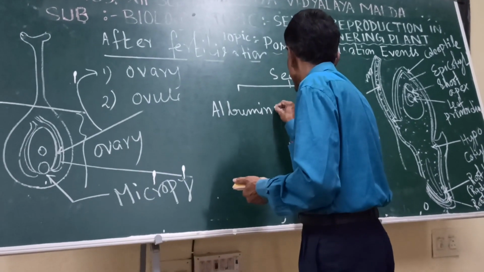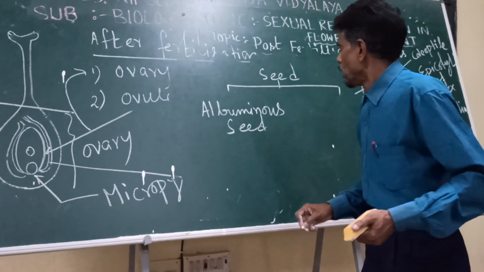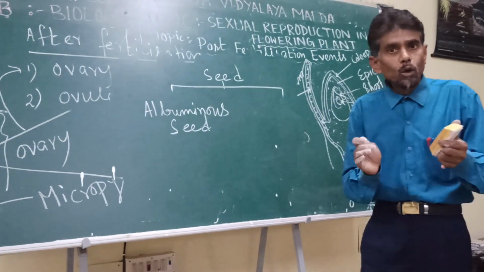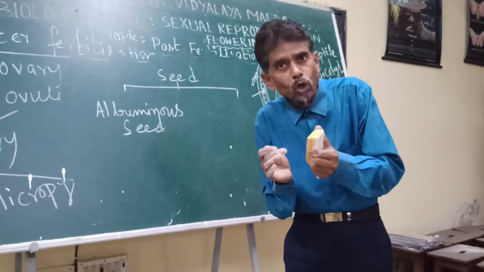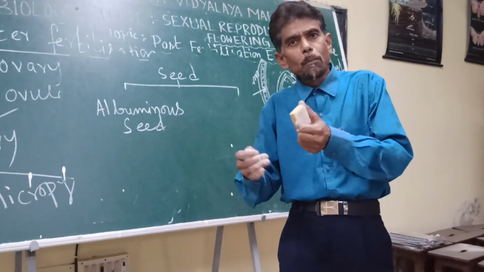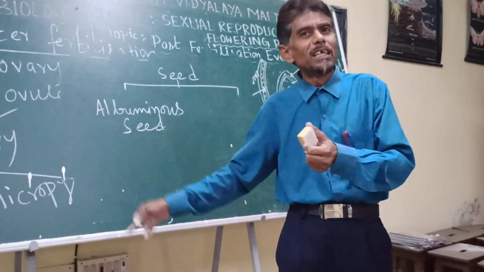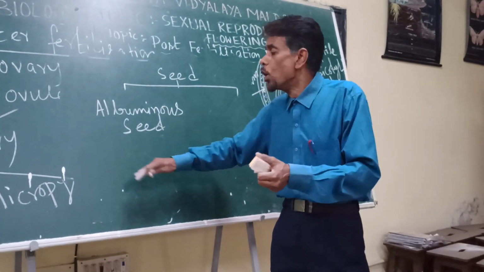Albuminous seed. Where in the course of development, some amount of, maybe little, maybe more, reserved food material, that is endosperm, is still present within the seed. That type of seed we call albuminous seed.